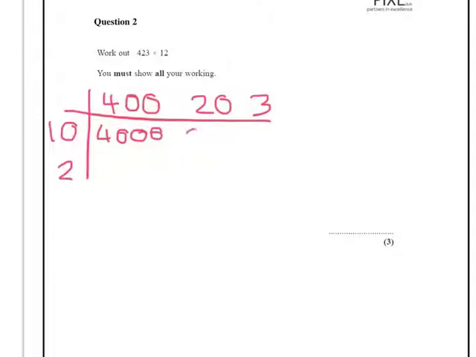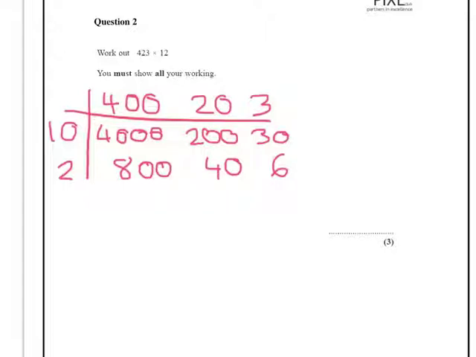10 times 20 would be 200. 10 times 3 would be 30. 2 times 400 is 800. 2 times 20 is 40. 2 times 3 is 6. Now we need to add these numbers together, all 6 numbers.